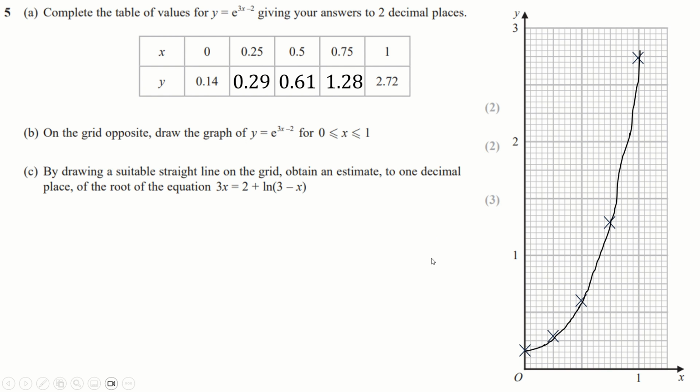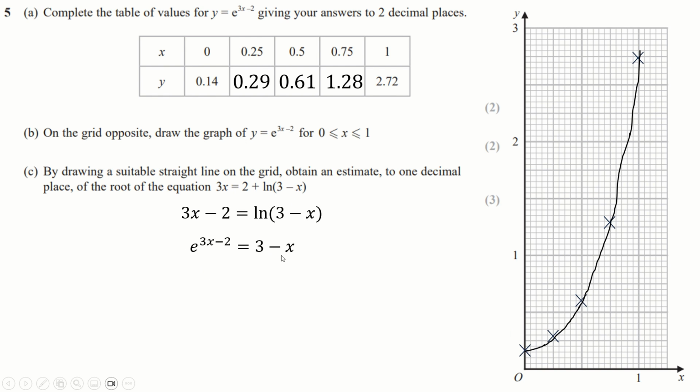That was the first attempt, and I decided to keep it because why would I bother doing anything else? Then by drawing a suitable line, we need to solve this. Now we need to relate this back to the thing that we've already drawn, which is this here. So let's take away 2 from both sides, and then let's do e to the power of both sides, and then this becomes the thing that we've drawn already.